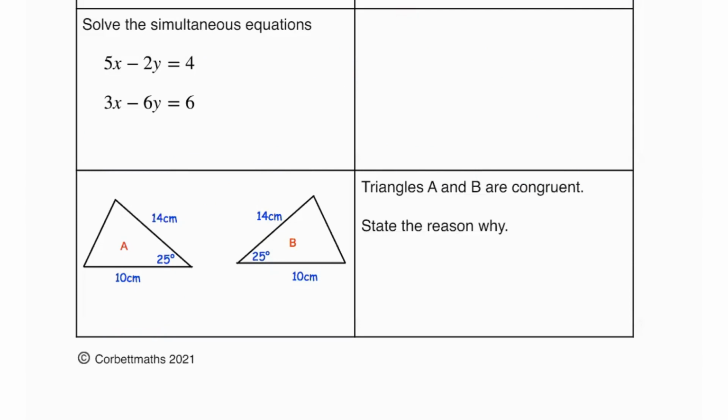Next question says that triangles A and B are congruent. State the reason why. So if we compare the triangles, we can see that this length and this length are congruent. This length and this length are congruent. Congruent means basically the same. And lastly, this angle and this angle are congruent, which means the congruency test that these triangles fall under is side, angle, side. SAS. That is your answer.